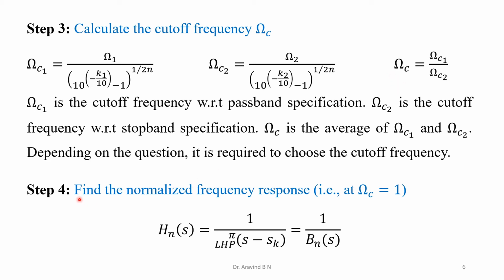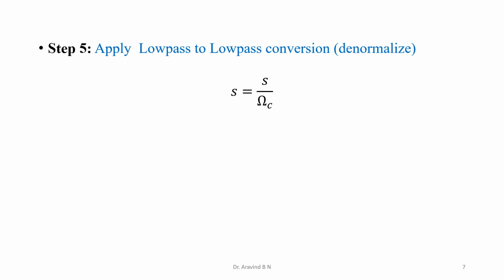The last step, step 4, find the normalized frequency response, that is always at omega c is equal to 1. Hn of s is equal to 1 divided by the left hand poles, multiplication of s minus sk. That will be equal to 1 divided by Vn of s. So this is the part that can be obtained directly from the lookup table, what we are going to observe later. Step 5, apply the low pass to low pass conversion, and we call that the denormalization, and it is obtained by substituting s is equal to s divided by omega c.